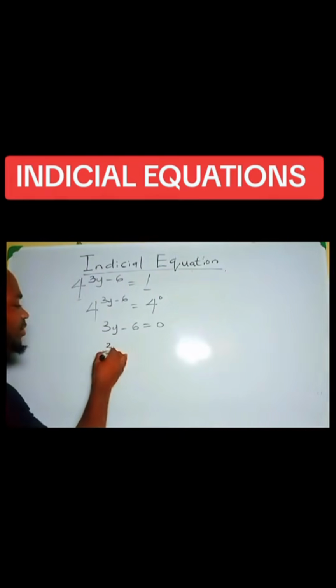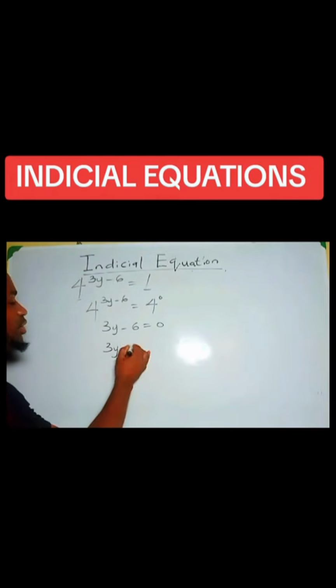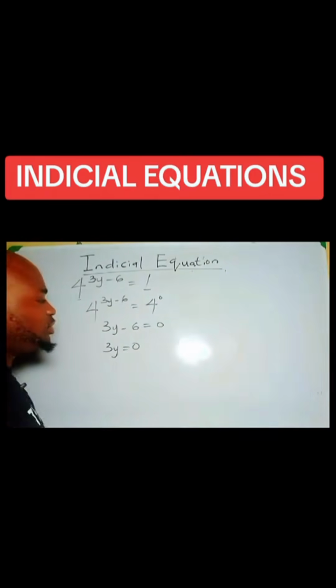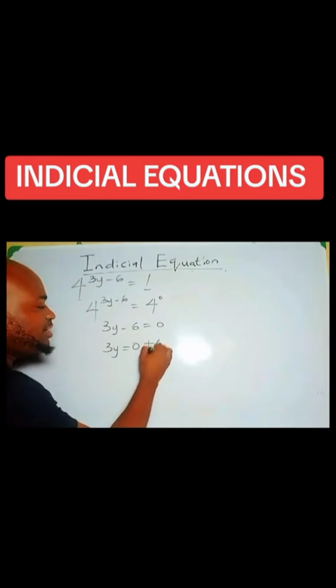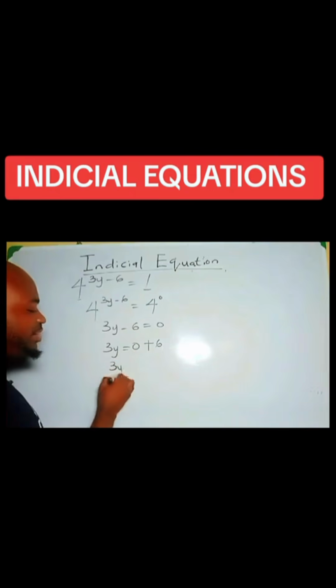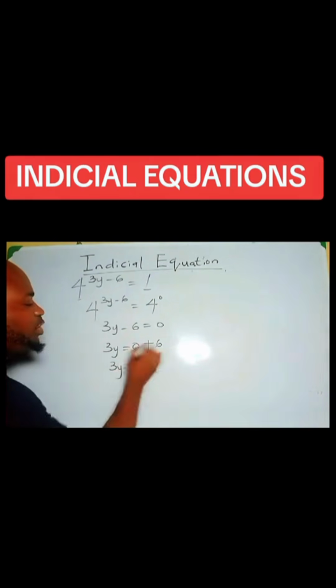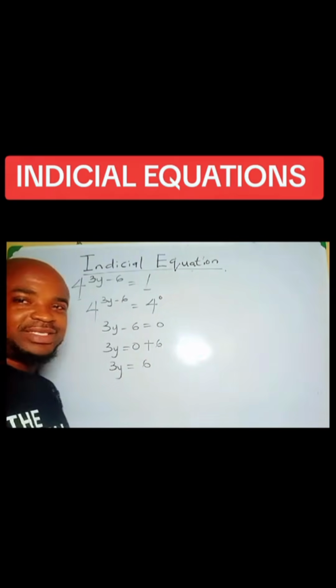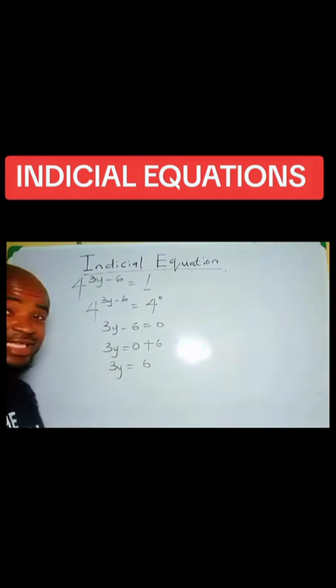So that'll be 3y equals what? I'll bring my 0, and where this minus 6 crosses to the other side, it turns to what? Plus. And what do I have here? I have 3y equals 0 plus 6, which is what? Obviously 6. And at this point, you can easily guess what we're going to do, right?